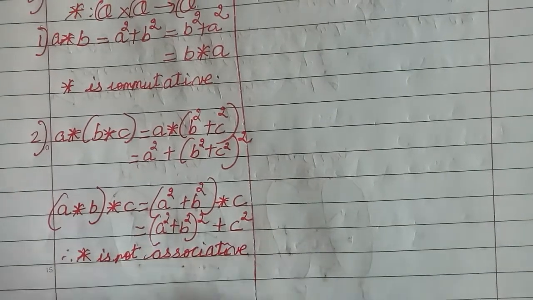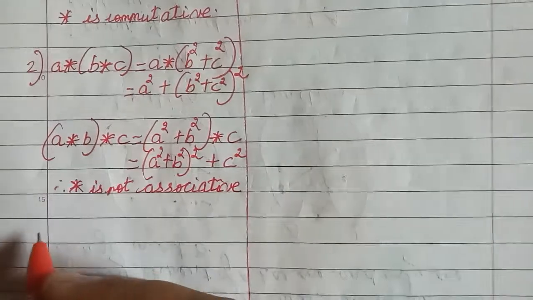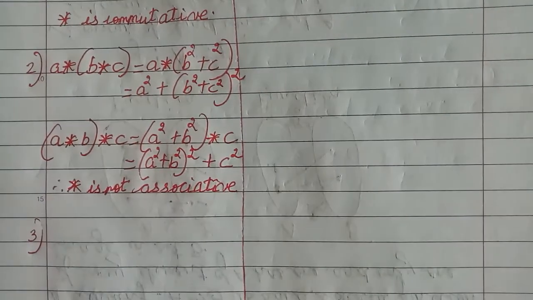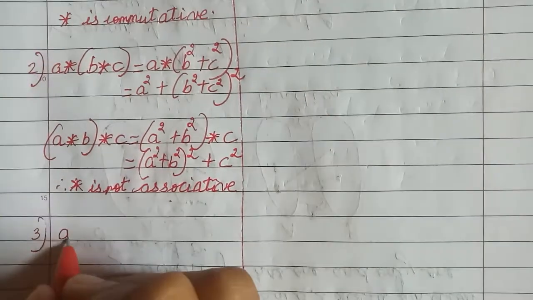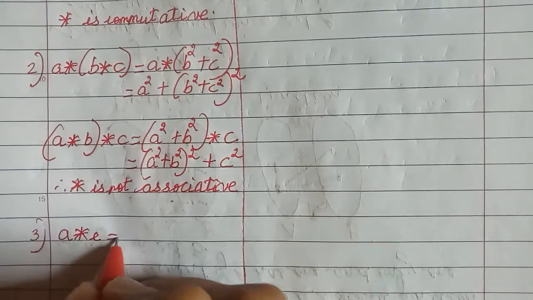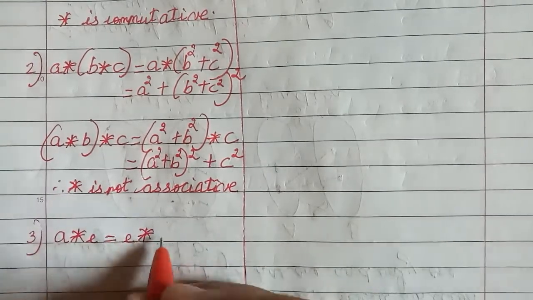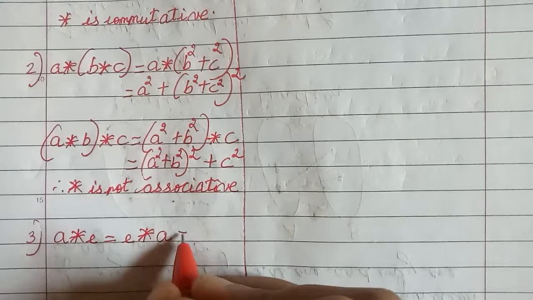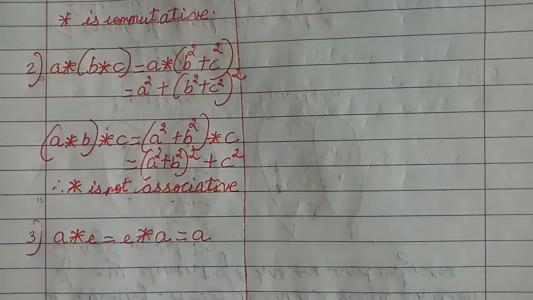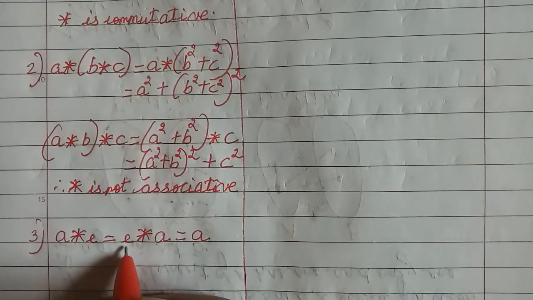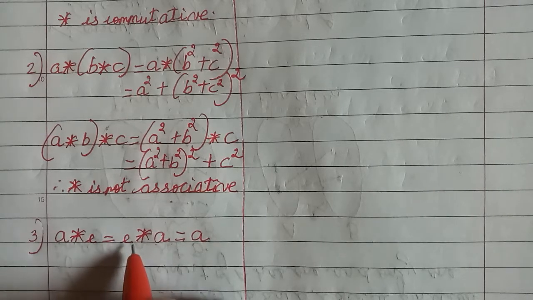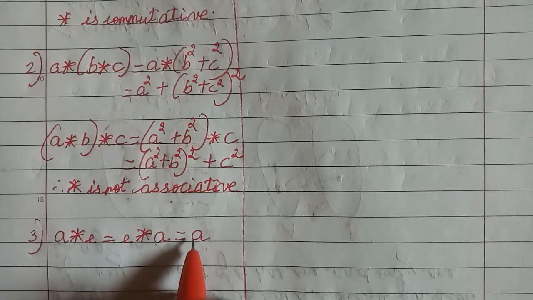Okay. Now the third one is checking the identity. If the identity is there, then only the inverse will be there. So by definition, A star E should be the same as E star A, right? Should give you back the same element. And this E should exist, and it should be unique for all A belonging to the set. That means this E, applied to any element from your set, gives you back the same element.